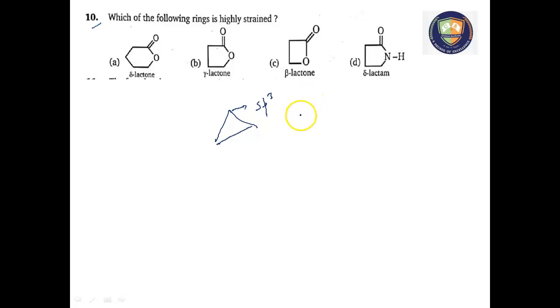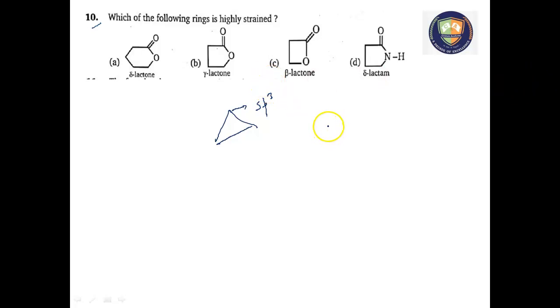Likewise, you have the 4-member ring, 5-member ring, but as we increase the size of the ring, there is a decrease in the ring strain. So the most strained ring will be the 3-member ring. But in these options, as you can see, there is no 3-member ring. Next we have the 4-member ring in option C, which is like this.